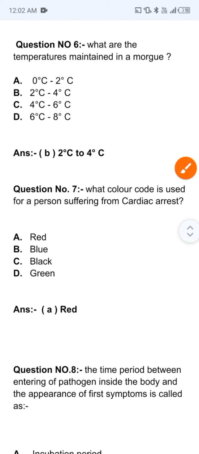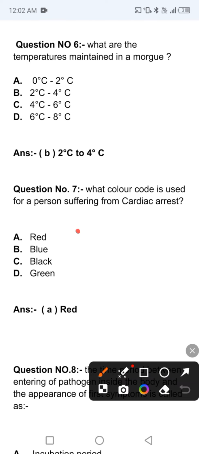Now move on. Question number 7: What color code is used for a person suffering from cardiac arrest? And here are the options: option A, red; option B, blue; option C, black; and option D, green. And the answer is red.